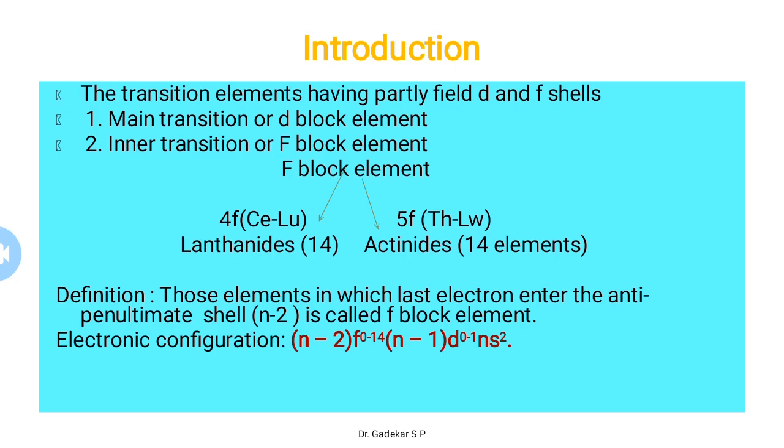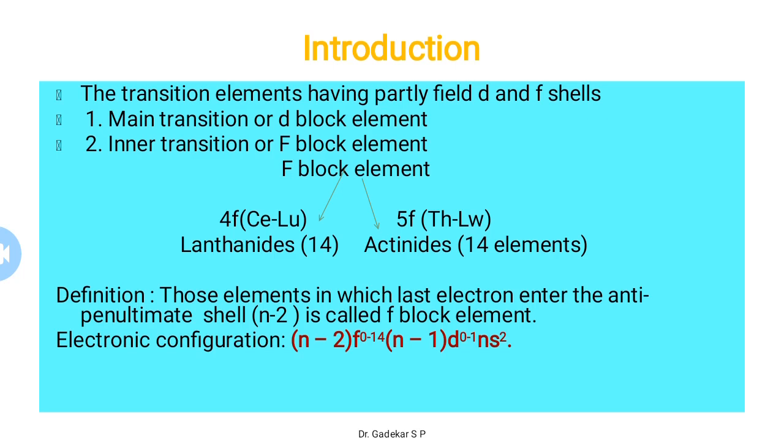There are two types of f block elements, 4f and 5f. The 4f block elements start from cerium to lutetium, and these lanthanides include 14 elements. The 5f block elements start from thorium to lawrencium. These are called actinides and also include 14 elements.